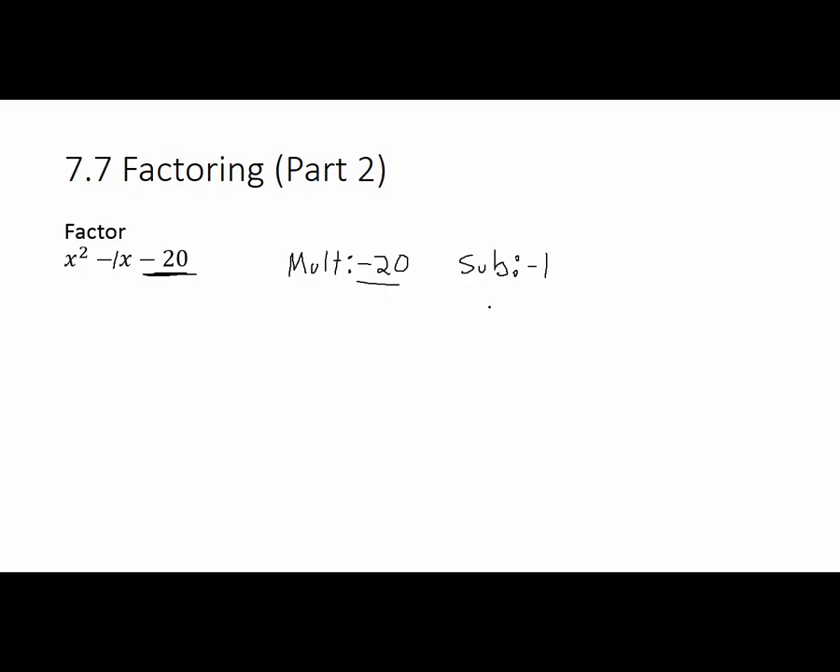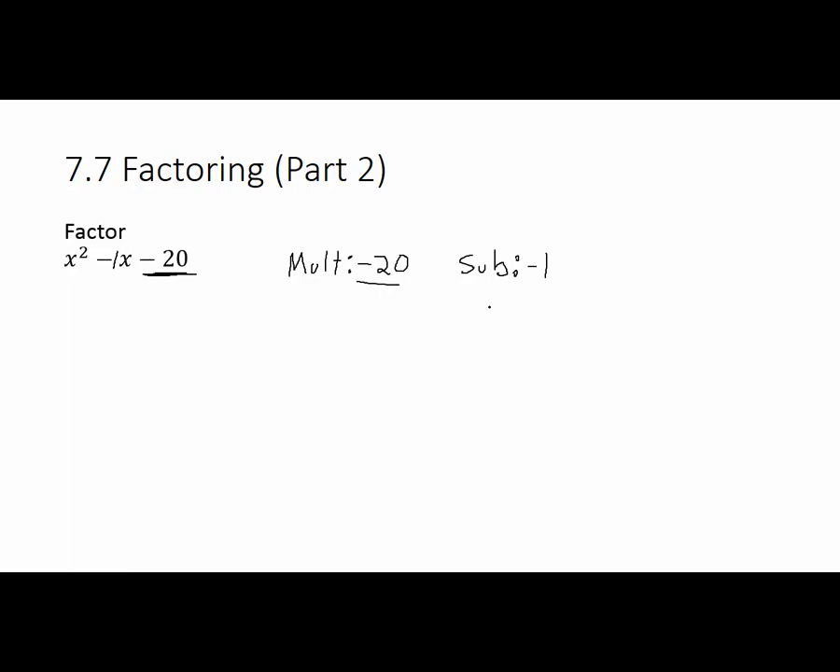Now, remember, from here on out, you can totally ignore the signs. All I want you to do now is hit pause and try to find two numbers that multiply up to 20 and subtract to 1. See if you can find those two numbers. Don't even worry about the signs, and then we'll deal with the signs at the end.